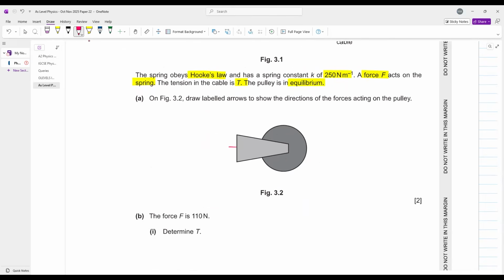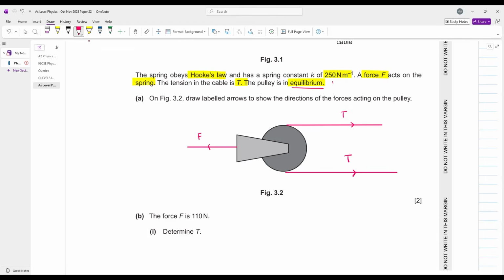Beta, which forces will act on the pulley? First of all, a force due to the spring, F. Then you will have two forces due to the tension, like this and like this. You have to draw one force F due to the spring and two forces of tension acting towards the right. Perfect. And the pulley is in equilibrium.